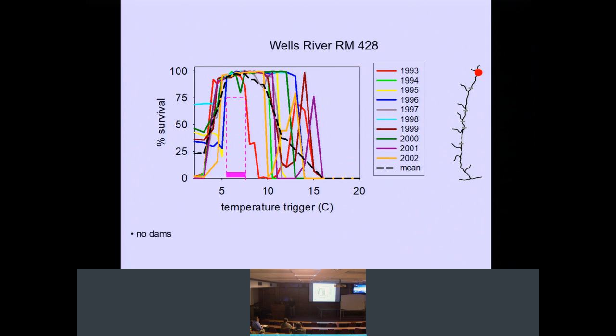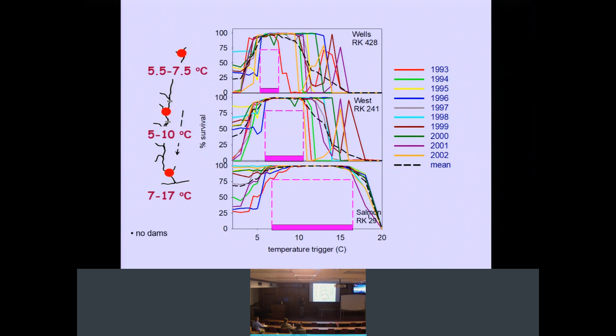And now I'm going to add on, we just looked at the West River, and now this is the Wells River, and I'm going to add on the Salmon River, the downstream river. And we see the Salmon River, those fish can leave anytime they want and they can be successful. This doesn't have anything to do with what happens once they get into Long Island Sound. That's a separate piece. This is just getting through the river.